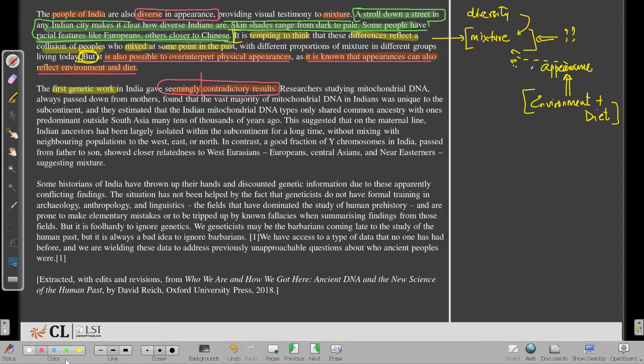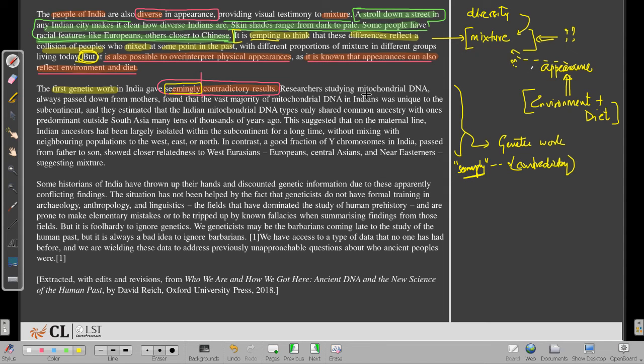Paragraph number two is talking about the genetic work that is being done, and there is contradictory research. Again, the word seemingly means that at first glance it may appear contradictory, but the author suggests there may be no actual contradiction. So the word seemingly is important. It's tempting to think it is seemingly contradictory results. Let's look at what that contradiction is.